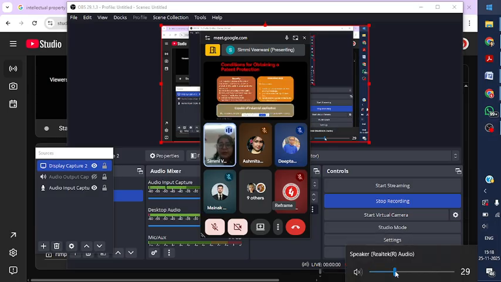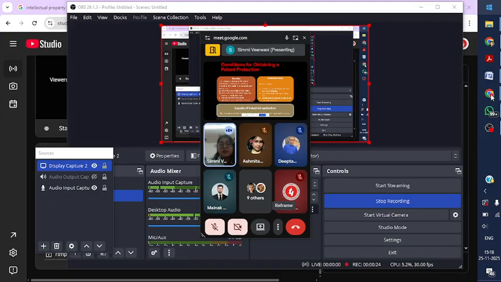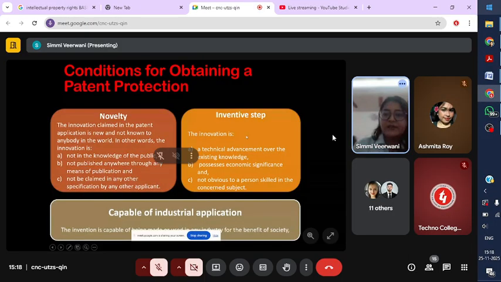Conditions for obtaining the patent protection. It is always discussed what the conditions are that are needed for the protection of the patent. The three conditions that are necessary for the protection are novelty, inventive step, and capable of industrial application. If we talk about novelty, it basically means something new.